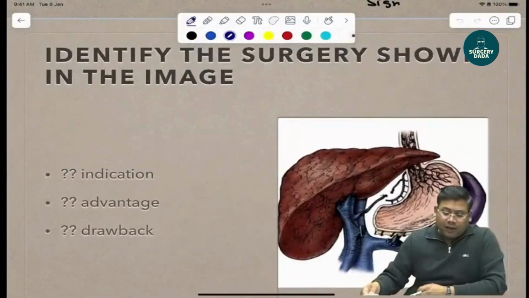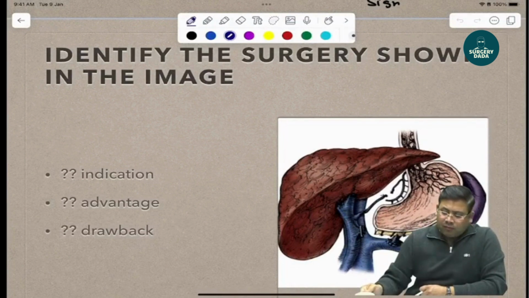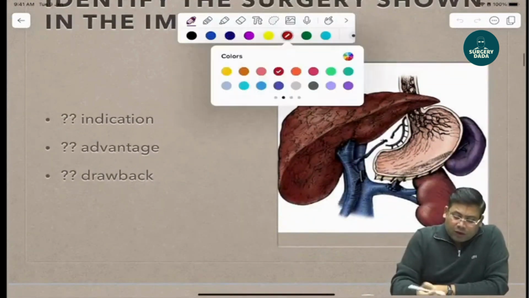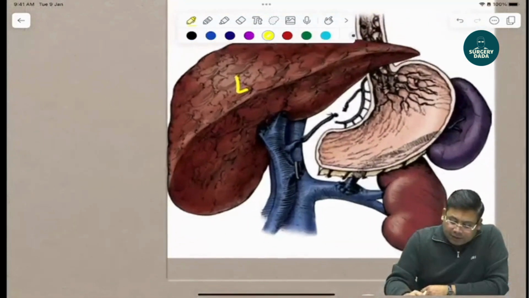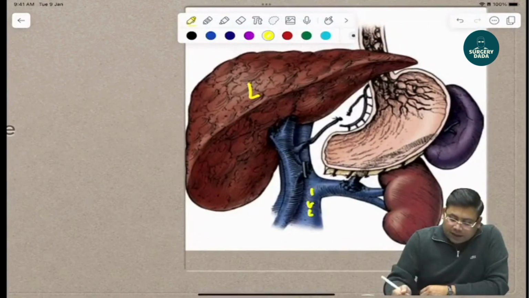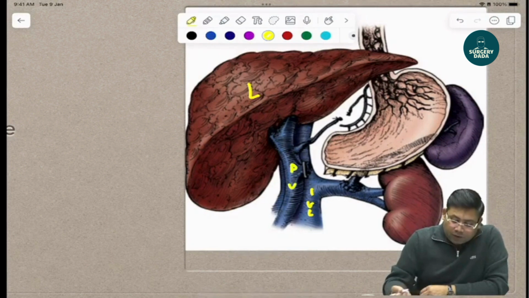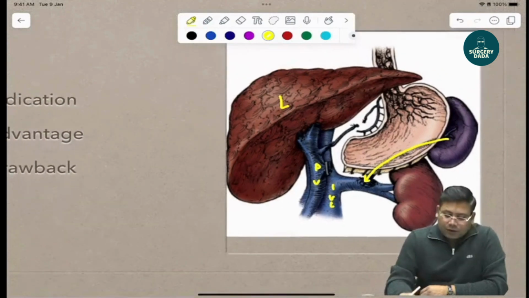Next is identify the surgery shown in the image. So this is very, very important, very simple. What are you seeing in this image? Let us see. This is liver. This is the IVC. This is the renal vein. What is this? This is the portal vein. Now try to understand. This is the splenic vein. Now splenic vein, you are diverting it. So what is this surgery all about?